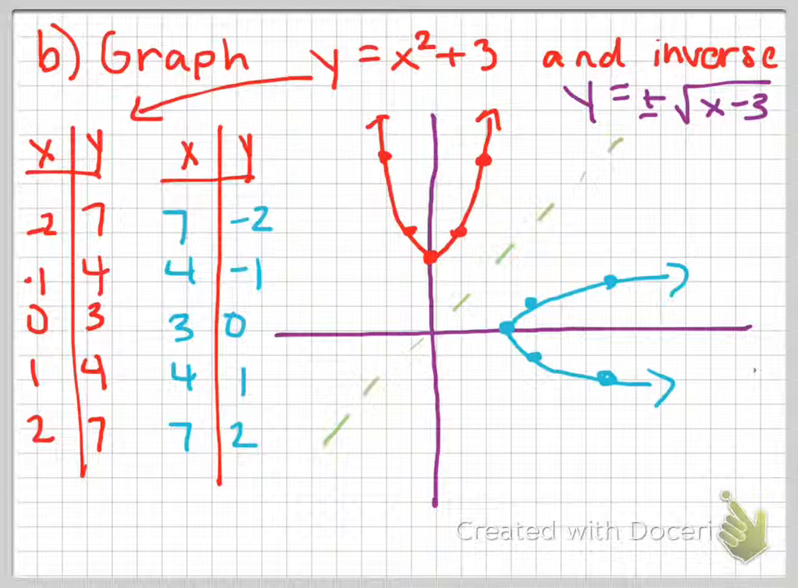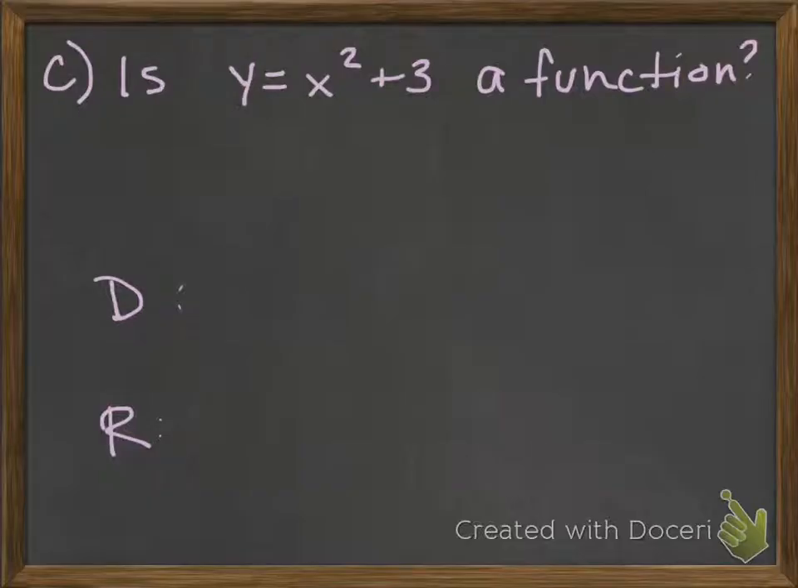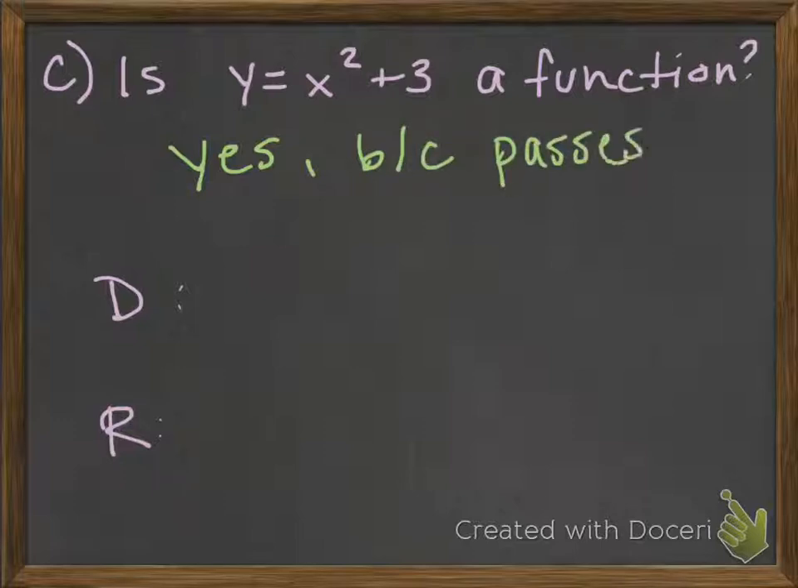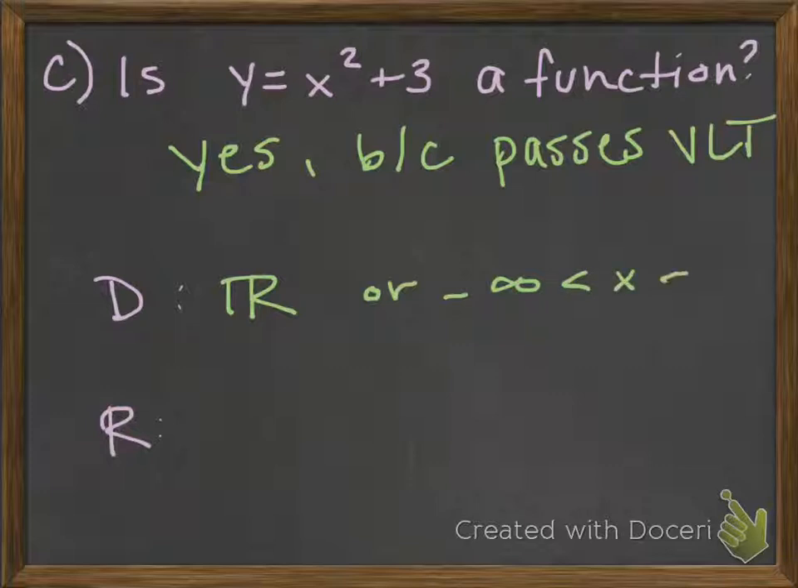So letter C says, does your original equation define a function, and what is its domain and range? So the original equation is a function because it passes the vertical line test. And the domain is all real numbers, or you could say negative infinity less than x less than infinity. And my range is y is greater than or equal to 3. So keep that in mind when we go to answer the next question.